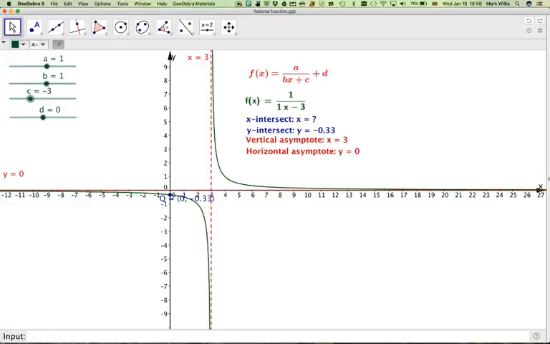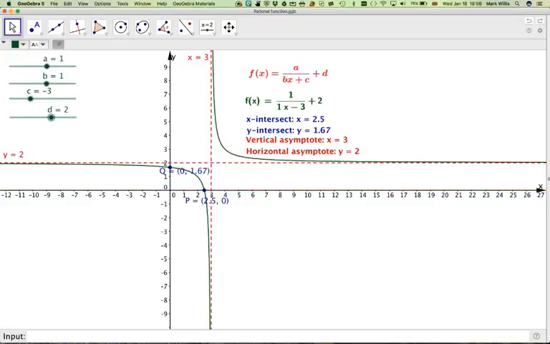Right, now if we move this one, d, let's move it to 2, we can see that the horizontal asymptote has moved up 2 units. So this is the horizontal asymptote. And again, it's the same sort of reason. If you put a large number in here instead of x, like 100, you're going to get 1 over 97, very close to 0, but this will still be equal to nearly 2. So the line is going to approach 2 here and here.